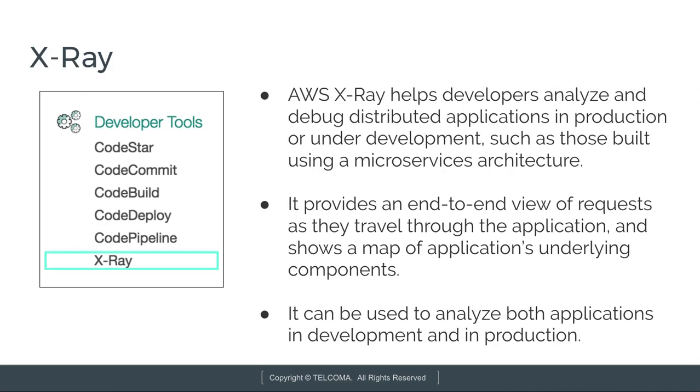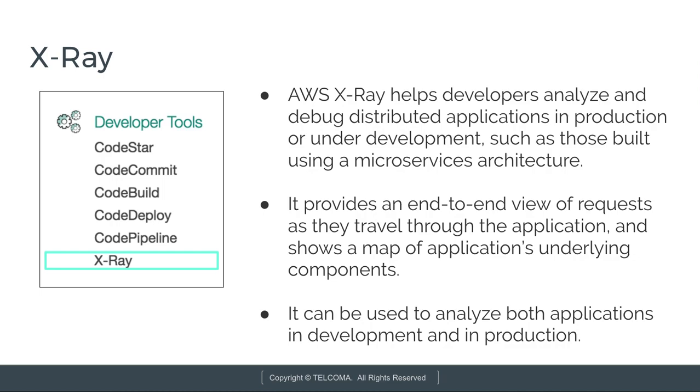Next we have X-Ray. AWS X-Ray helps developers analyze and debug distributed applications in production or under development. It can be used to analyze applications both in development and in production. That means with the help of X-Ray, we can analyze our applications, whether they are in the development phase or in the production phase.